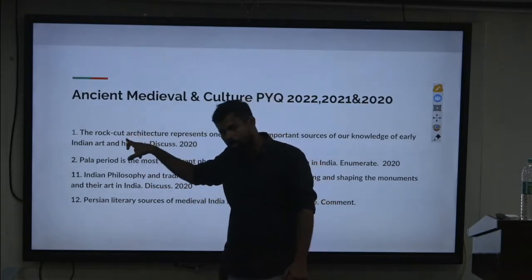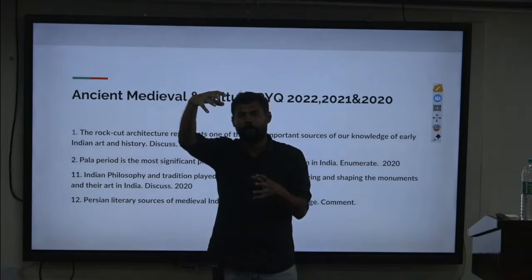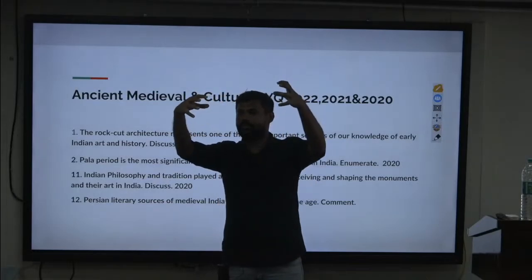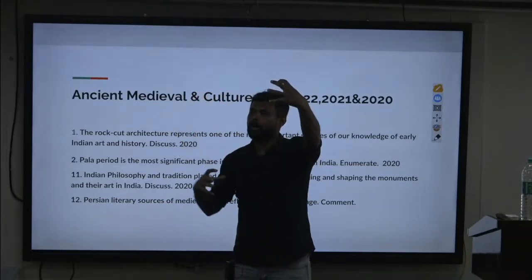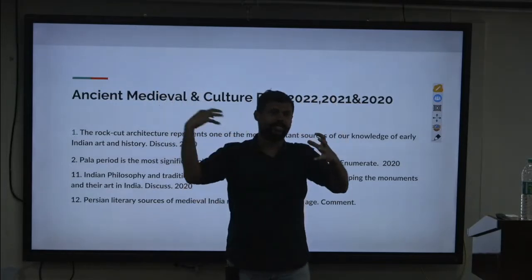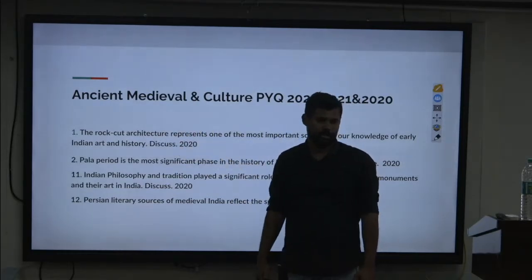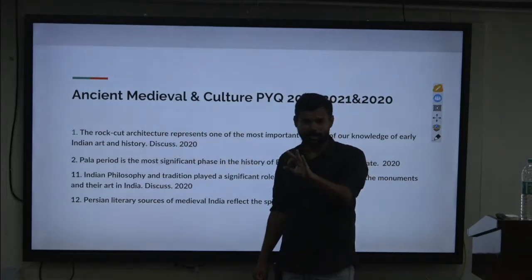But to talk about rock cut architecture, you should know exactly when it peaked, what happened, who were the dynasties that were there, what were the patrons, what were the themes. Understanding this? So when you know these things, you can write that uniqueness and then talk about the generic points. How did it impact the history and art? Are you getting the idea?